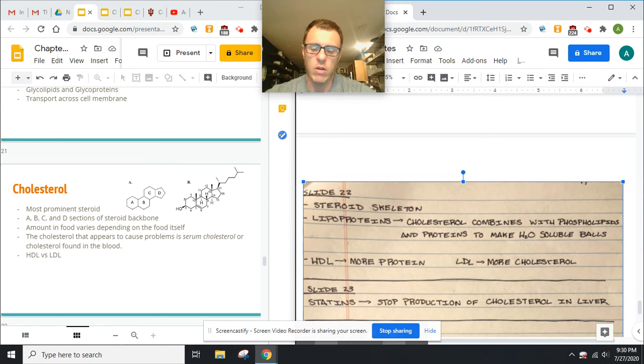Whereas LDL, that's going to be low density. There's more cholesterol than proteins. They don't dissolve as well. That's why LDL is considered bad cholesterol, because you could understand if it's not dissolving in your blood, it can cause some problems.